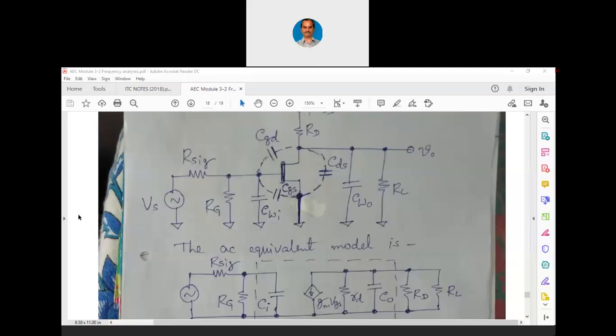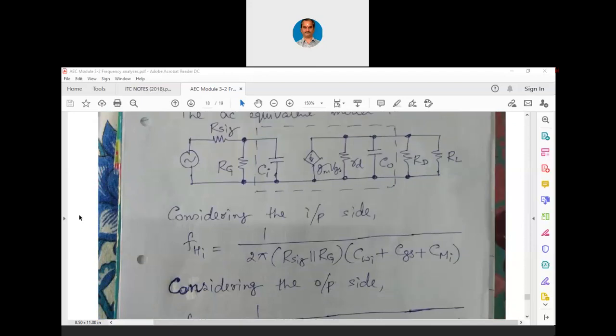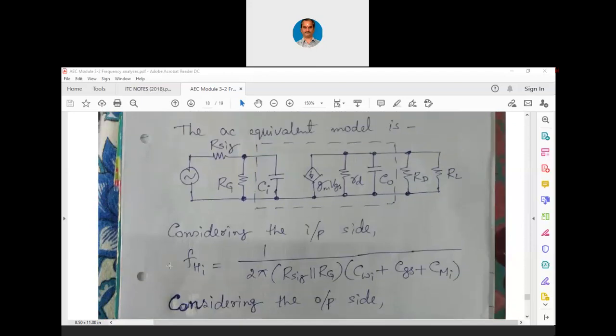So, let me proceed. Considering the input side now, we can write the equation for FHI as 1 over 2 pi into (Rsig parallel with Rg) into (CWI plus CGS plus CMI). Why? Whenever we apply the Thevenin's equivalent, now the voltage source is going to be shorted. So Rsig and Rg will be in parallel. That is why we had written the equation as Rthi, the Thevenin's equivalent. CMI is the Miller counterpart at the input.